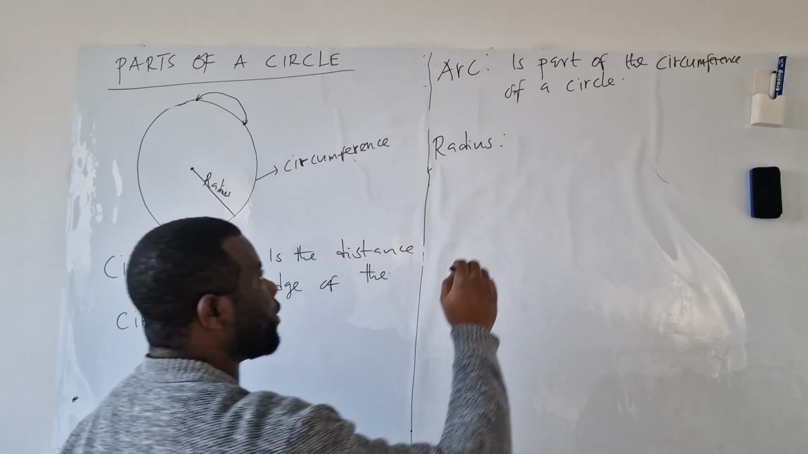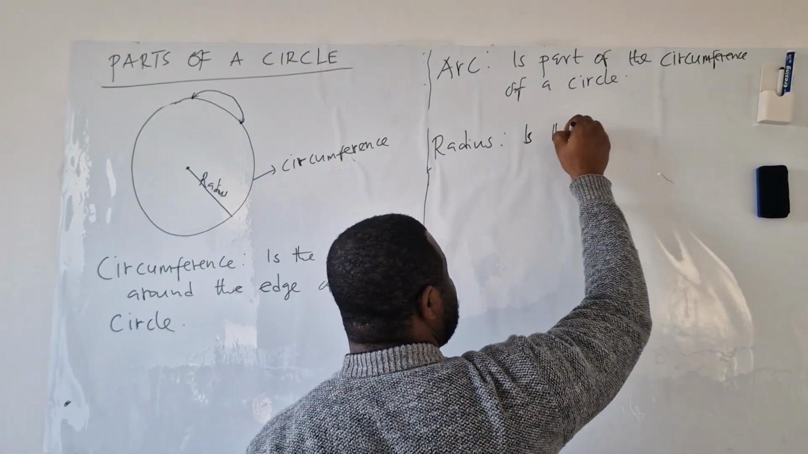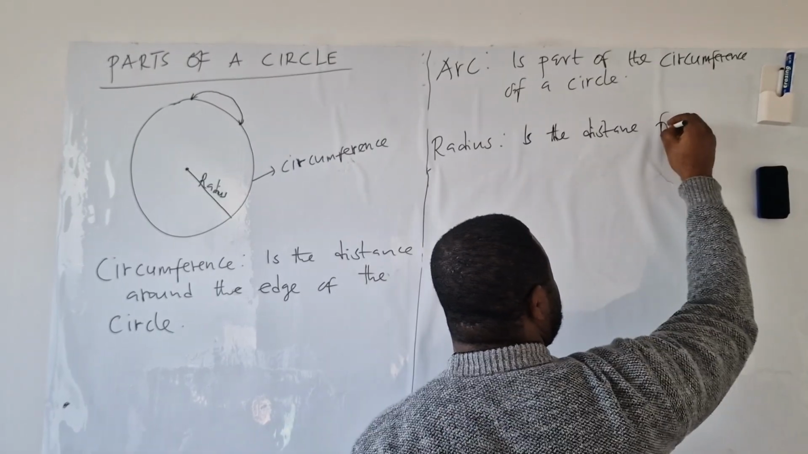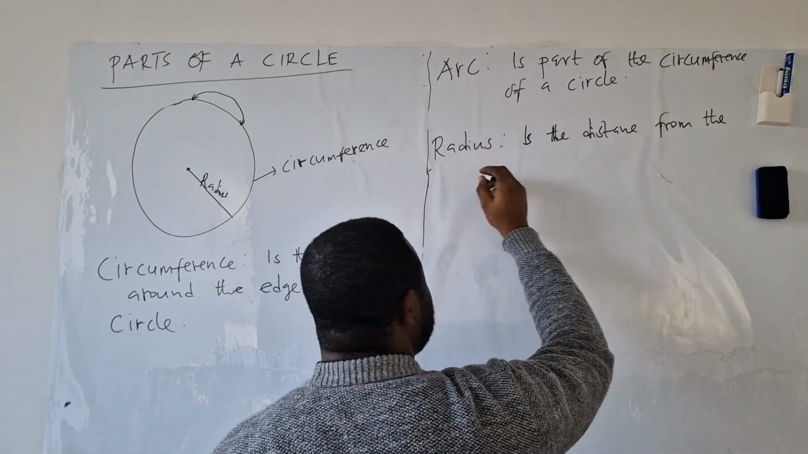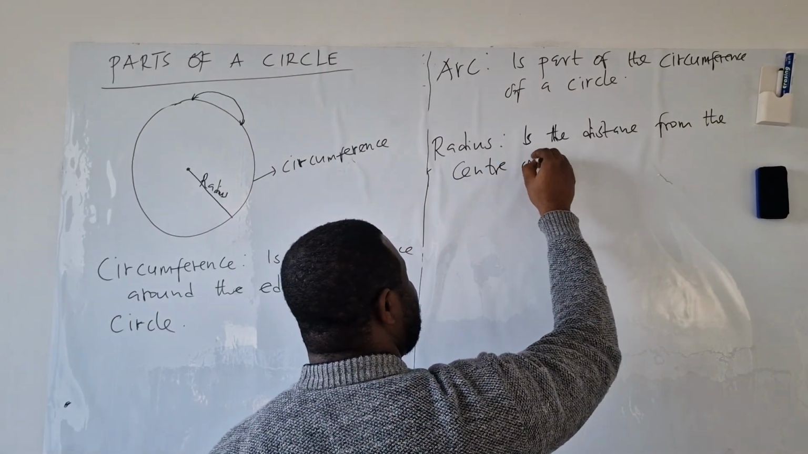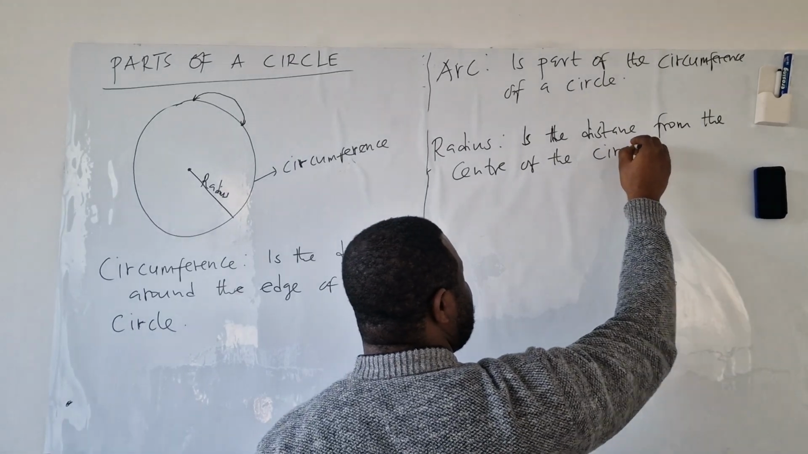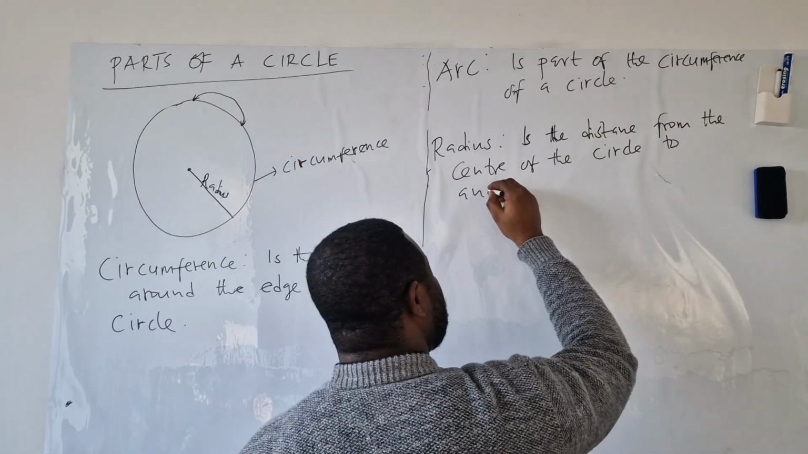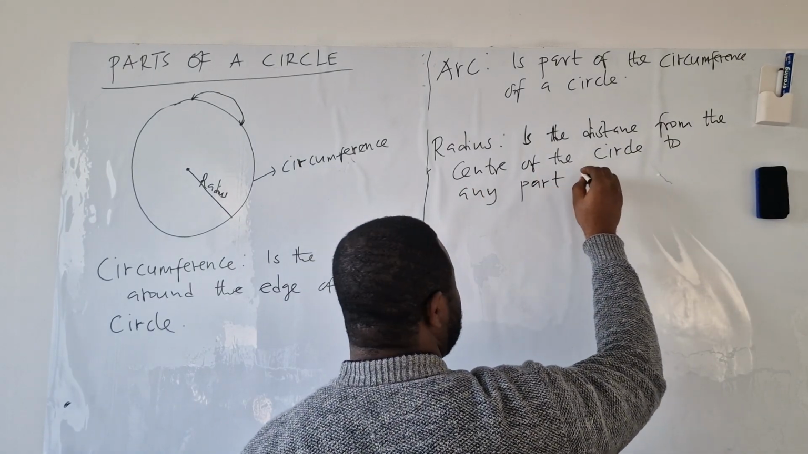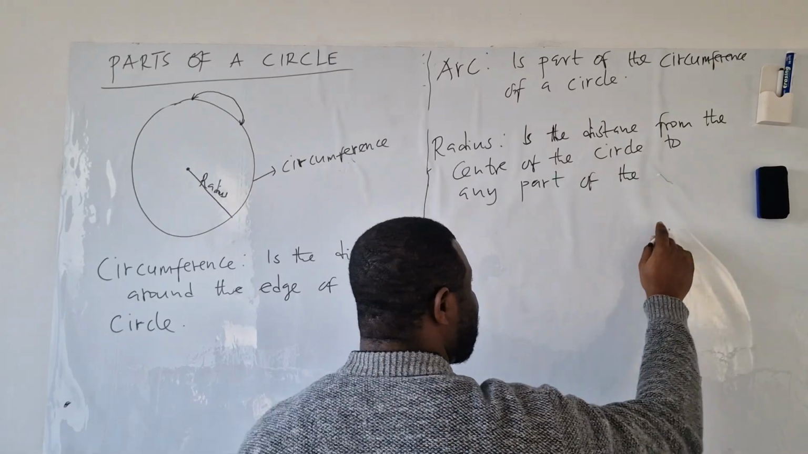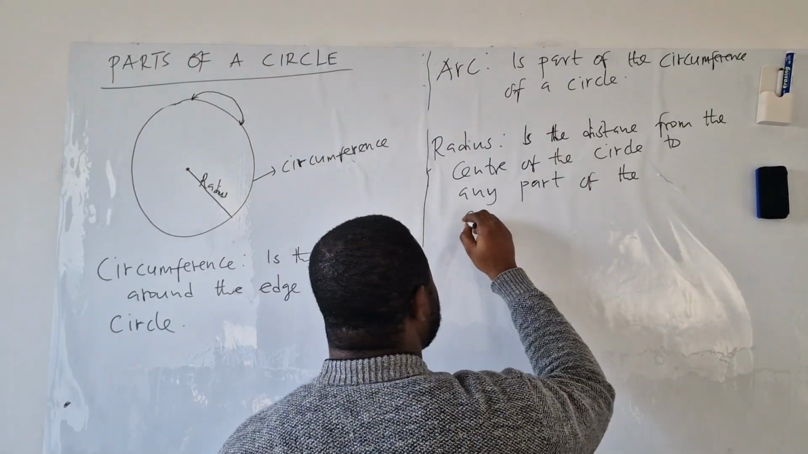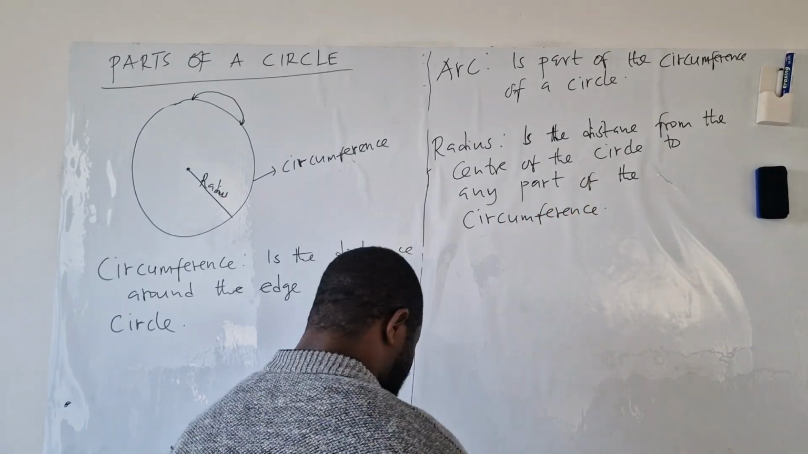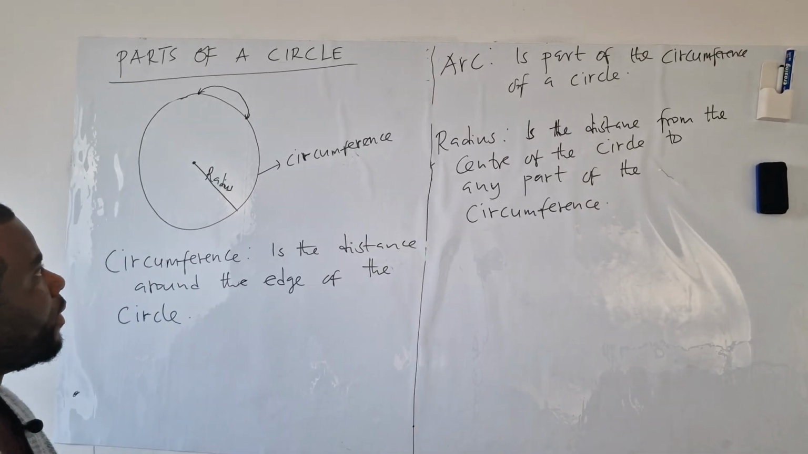So radius is the distance from the center of the circle to any part of the circumference. Good. So that is that for radius.